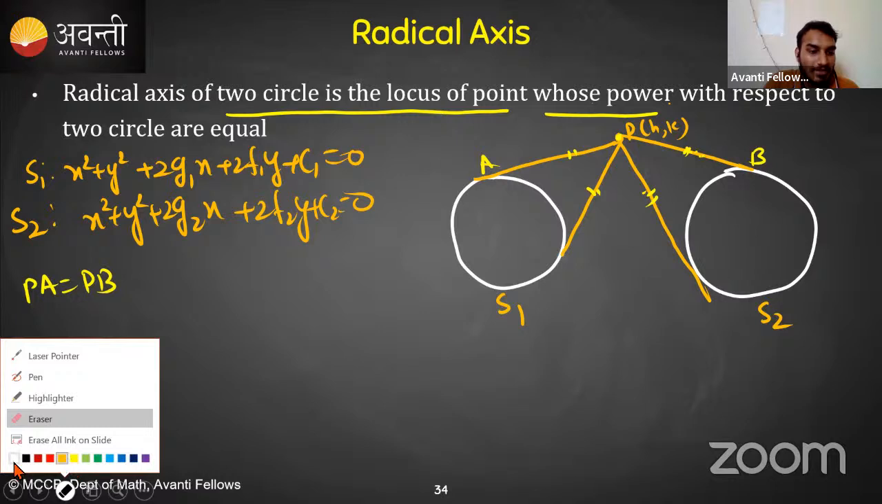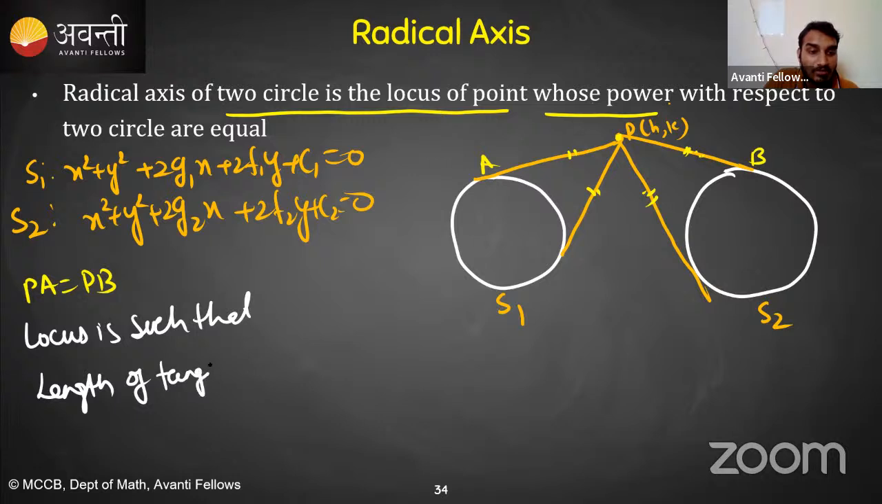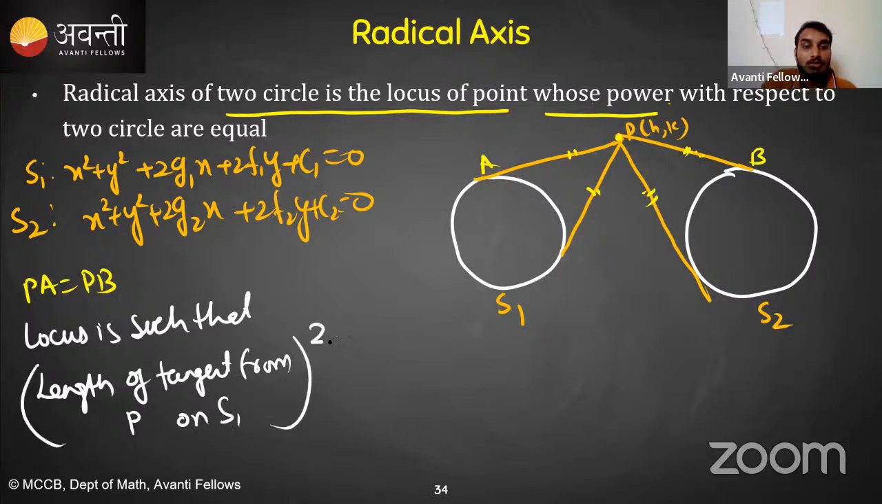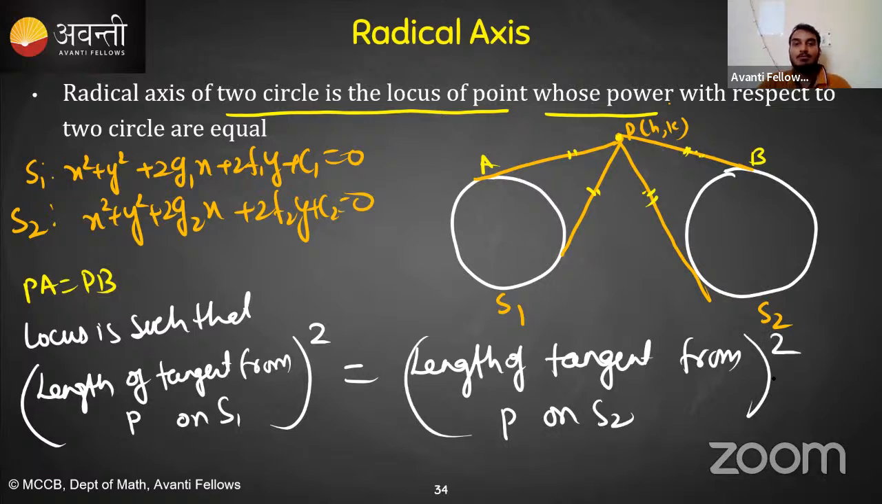Okay, according to the definition, the locus is such that the power of point P on circle S1, which means the square of the length of the tangent from P on S1, should be equal to the square of the length of the tangent from P on S2. This is the locus.